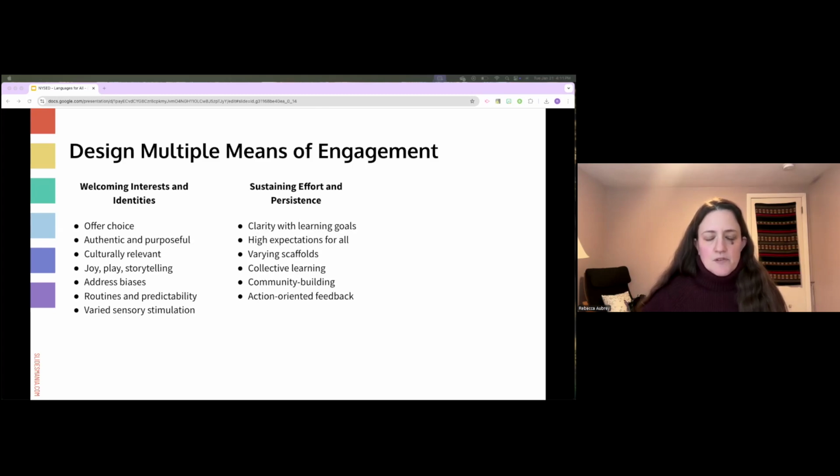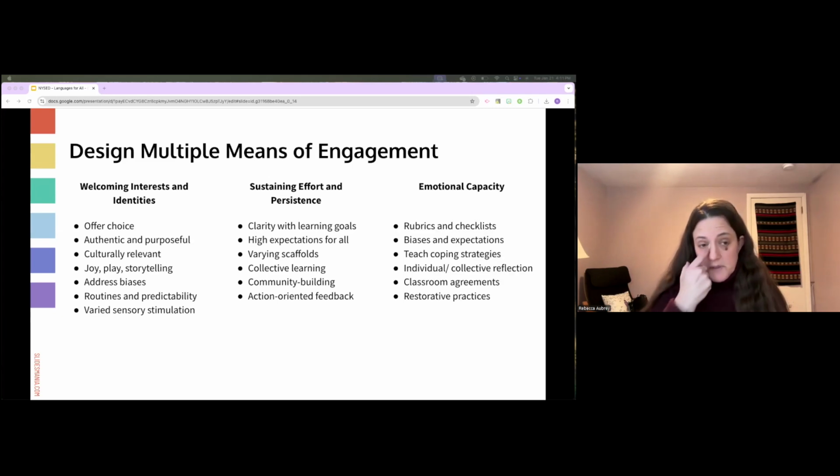Secondly, under that, some of the strategies for sustaining effort and persistence are having clarity with learning goals. This is something we'll talk about today. High and challenging expectations for all. And finally, under multiple means of engagement, we have strategies for developing emotional capacity. And so these are how we develop learners, students who are engaged learners. And a lot of this connects to the community standard, the world readiness standards about how we are empowering lifelong language learners. And so I'm excited to share some ideas with you with regards to that.